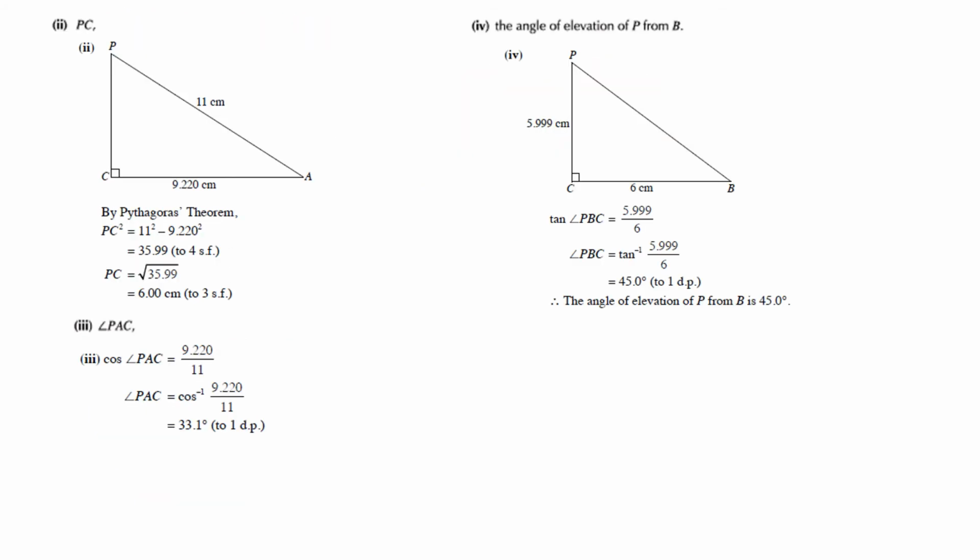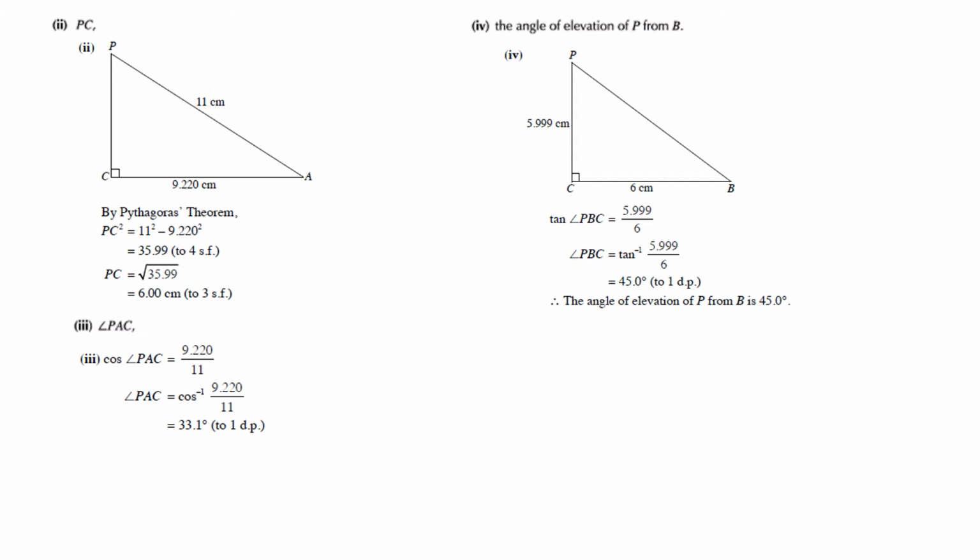In the second part, we need to calculate the length PC. Again, PCA is a right angle triangle, so you can apply the Pythagoras theorem for finding the length PC. PC square will be equal to 11 square minus 9.22 square. By simplifying, we will get the length PC equals 6 centimeter.